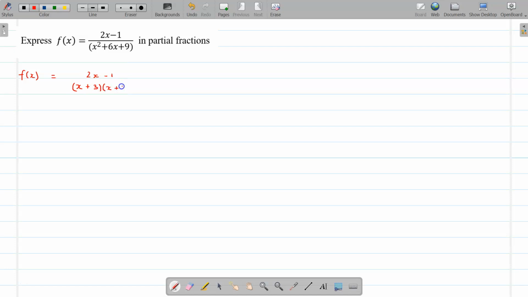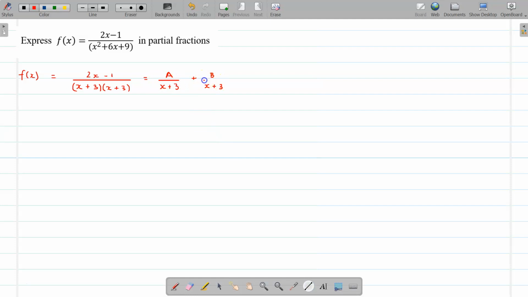Now, normally we would then proceed with those two factors underneath, which happen to be the same as each other. Because what we're going to do is set that equal to a over x plus 3, plus b over x plus 3. They would be our partial fractions, you see. This is what we would normally do with a pair of factors that were different on the bottom there. And we're just going to do the same thing and see what happens.